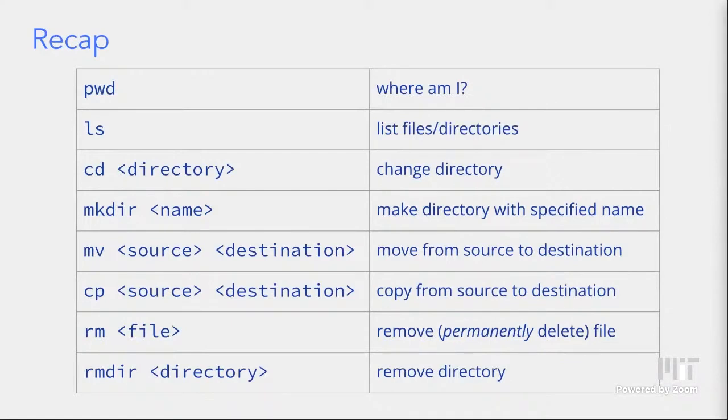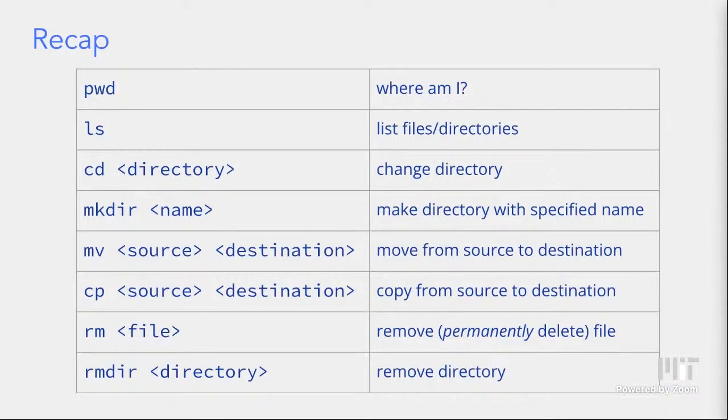First is pwd, which is print working directory. Basically tells you where your terminal currently is. ls stands for list. It lists the files in your current directory. cd stands for change directory. You give it a directory name and you jump into that folder that you specify.